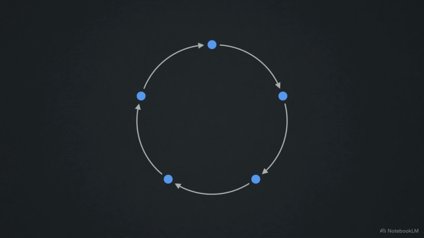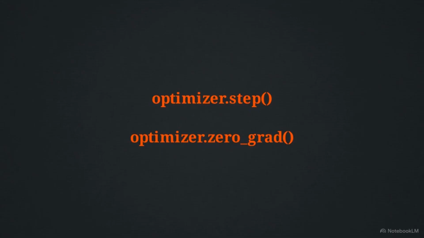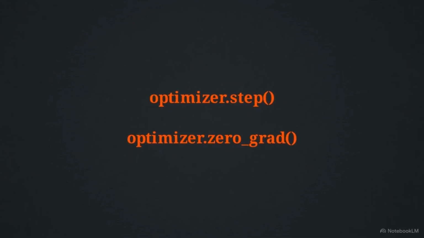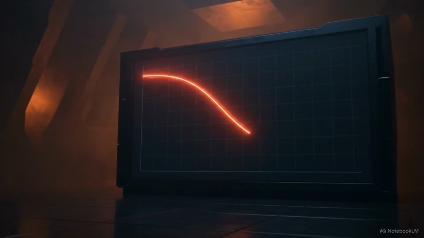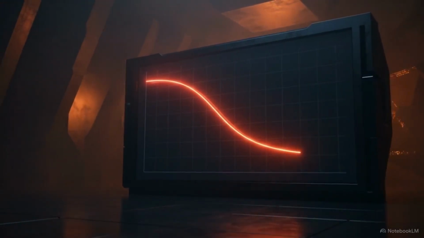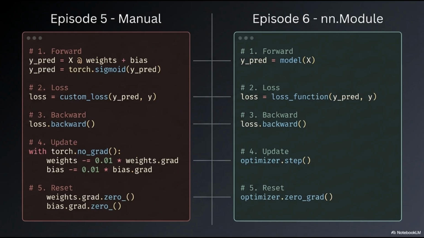We now execute the standard 5-step training cycle: forward pass, calculate loss, backward propagation, update weights, and reset gradients. Notice how optimizer.zero_grad and optimizer.step handle the calculus, entirely eliminating the need to write manual gradient calculations. Look at the loss metric beside the loop. It drops lower and significantly smoother than our scratch-built version did. This is a tangible, visible benefit of utilizing PyTorch's highly tuned internal tools.